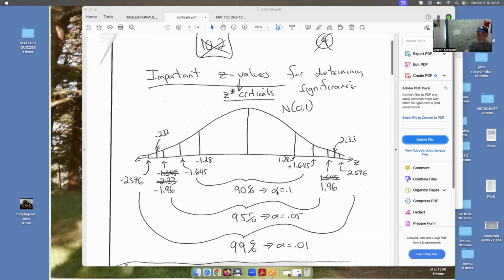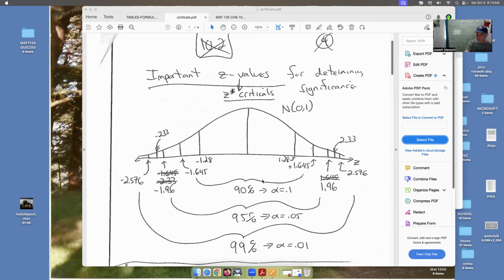And we're going to use this Greek letter alpha to signify what we call a level of significance. And if it's 90% confidence, then the level of significance is 0.1. Think of 0.1 as being 10%, 90%, 10%, 100% total. 95% confidence, the alpha level is 0.05. 99% confidence, the level of significance is 0.01. But for now, we're just interested in the confidence levels.